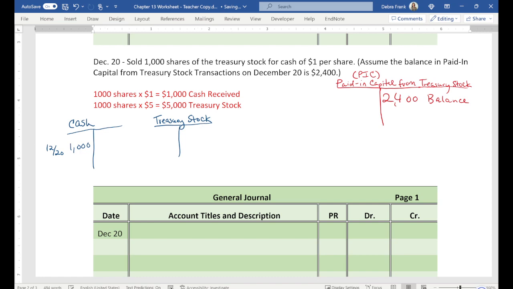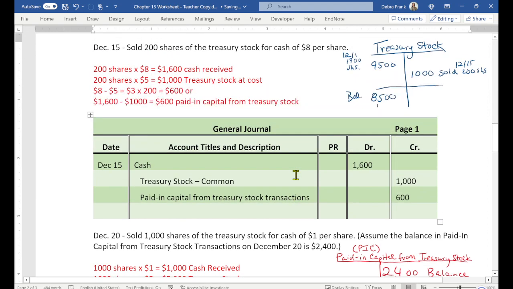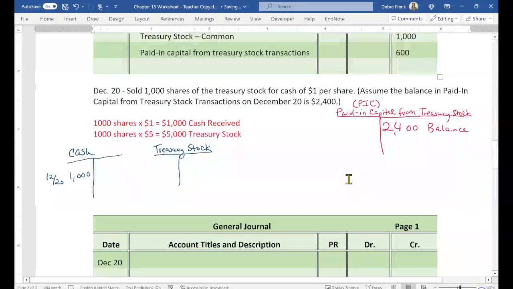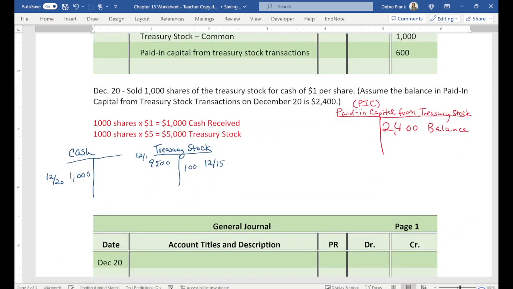All right, so it started off with, we can just look at our T account here, up here, at 9,500, and 1,000 was sold, and so its balance now is 8,500. Let's just write it all out. All right, 12.1, and then 12.15 was 600, was 1,000. Oops, almost wrote the wrong number. All right, and then now we are December 20th, and that was 1,000 shares, and so that was December 20th for 5,000.